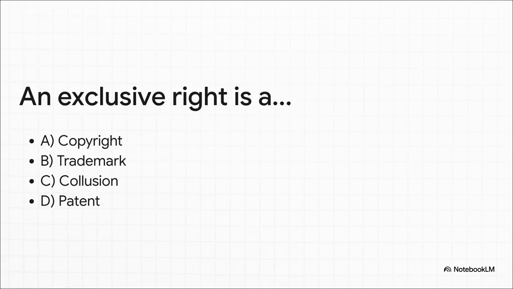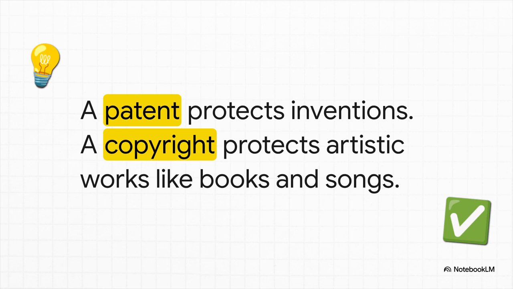Okay, next question. This one is testing if you know your barriers to entry, especially the kind that leads to a technological monopoly. What do we call the exclusive right to an invention? And the correct answer here is D, a patent. Now, this is a classic MCQ trap because copyright looks tempting, but you have to remember the difference. A copyright protects artistic things like a book or a song. A patent is what protects an actual invention, and it's what gives the inventor a temporary monopoly.